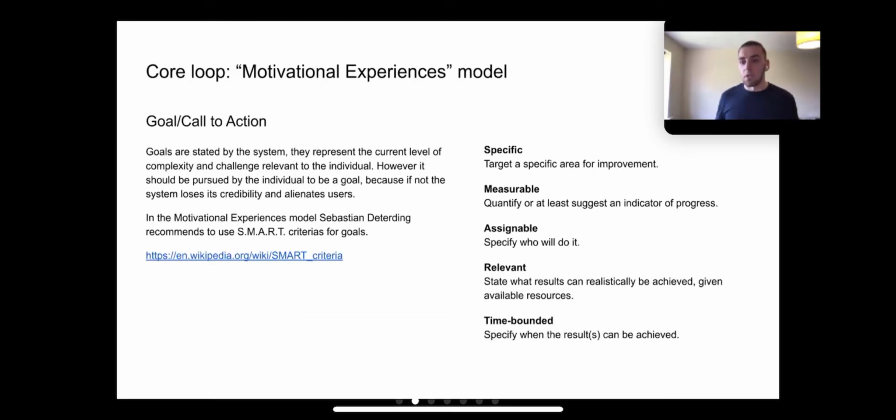We let the player know exactly what he needs to do. Measurable: we tell him how many wins he should have, for example, or how many icons he needs to find. It's not assignable in our case, and it should be relevant to the player's challenge, to the player's ability level. That's why we're talking about challenge, and time-bounded if necessary.